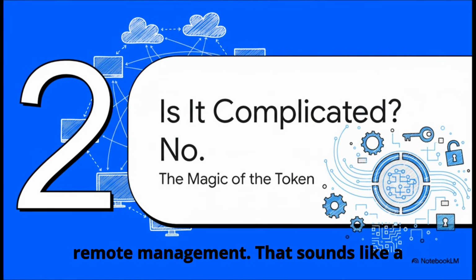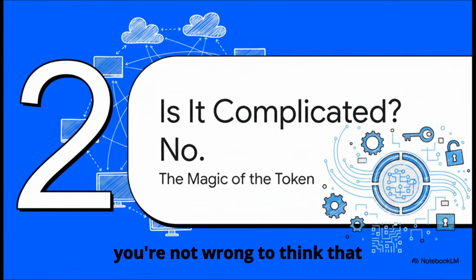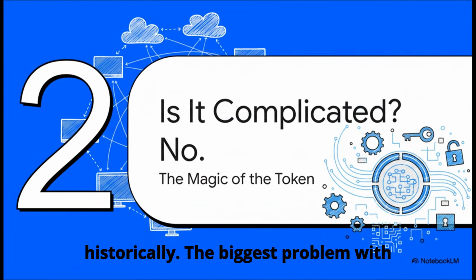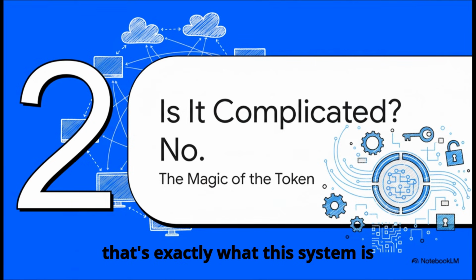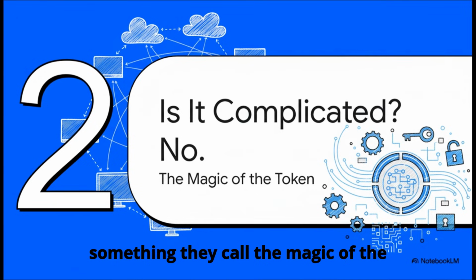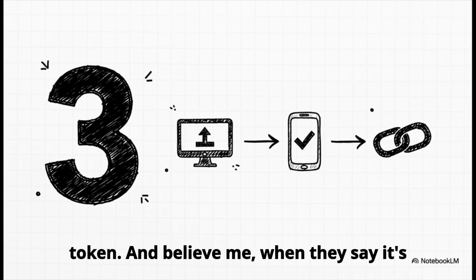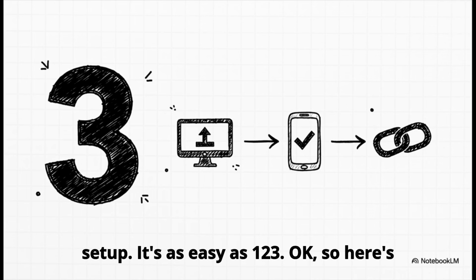Now, I can already hear what some of you are thinking. Cloud-based, remote management. That sounds like a headache. It's got to be complicated. And you're not wrong to think that. Historically, the biggest problem with this kind of tech was complexity. But that's exactly what this system is designed to fix, and they do it with something they call the magic of the token. And believe me, when they say it's simple, they are not kidding. The whole setup, it's as easy as 1, 2, 3.